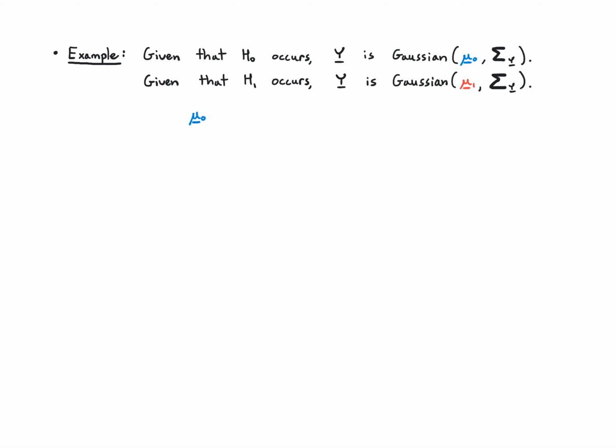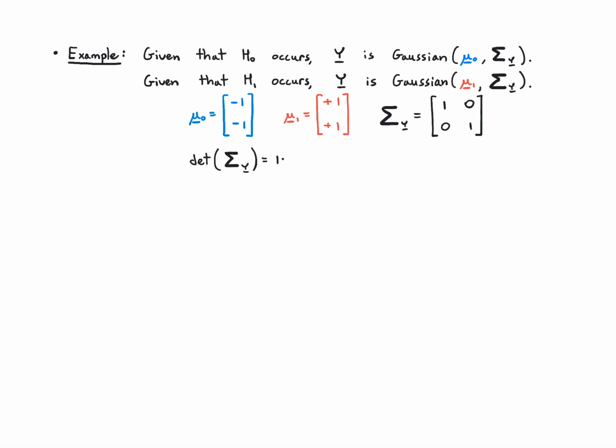Okay, so what are these vectors? Again, I'm going to give them to you specifically. Mu0 vector is (-1, -1), and mu1 vector is going to be (+1, +1). And again, I'm going to pick a very simple covariance matrix. We're just trying to keep this as simple as possible. It's going to be the identity matrix, [1, 0; 0, 1] in 2 dimensions. It's going to have this determinant: the diagonal 1 times 1 minus the off diagonal 0 times 0, which is going to be 1.